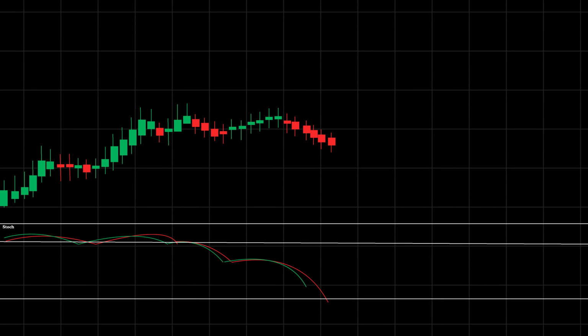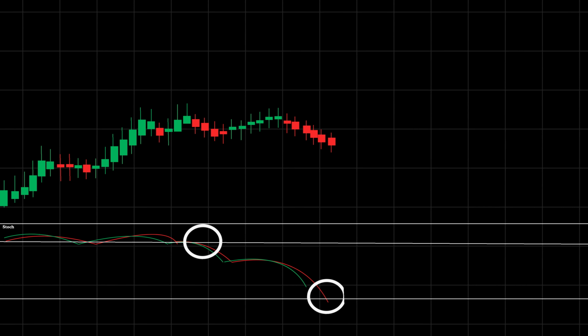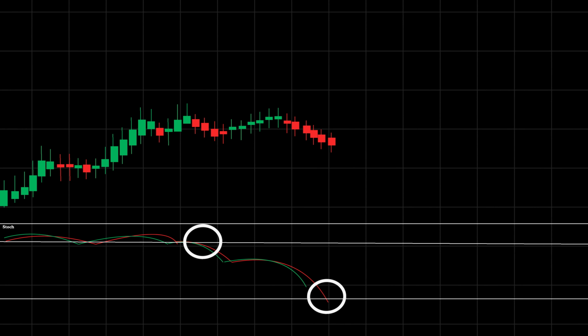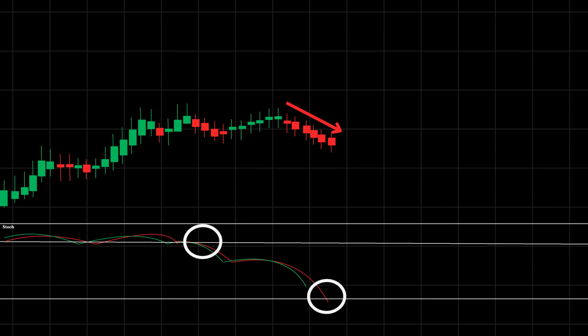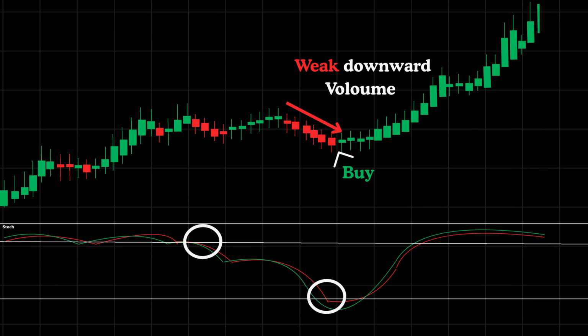Now let's check another example. Here, the stochastics moved from overbought to oversold territory, but during that time, the price didn't drop much, indicating weak selling pressure. That makes this a solid opportunity to consider a buy position.